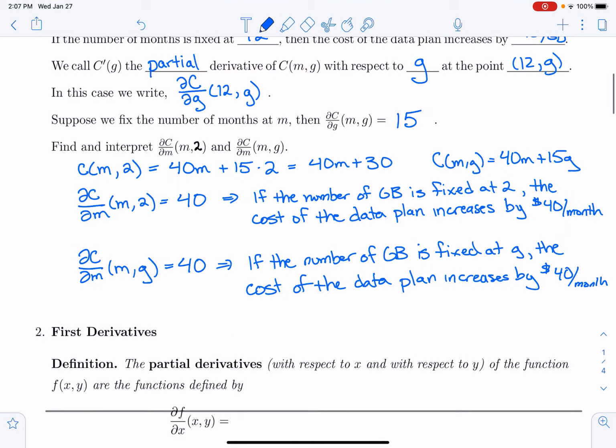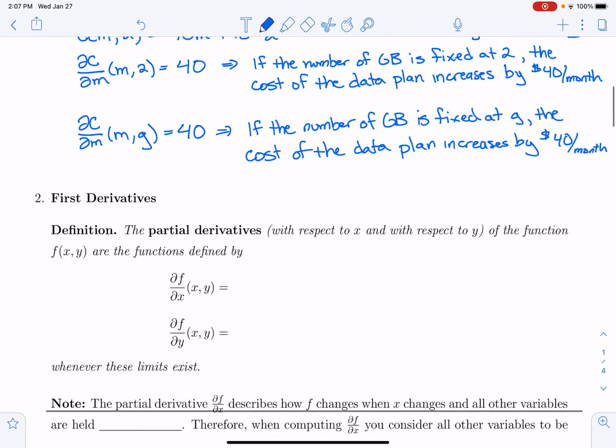And that's really the concept of the partial derivative. What we're going to do is hold one of the variables constant and then take the derivative with respect to the other variable. And that will give us the partial derivative. Okay, so let's look at the formal definitions.